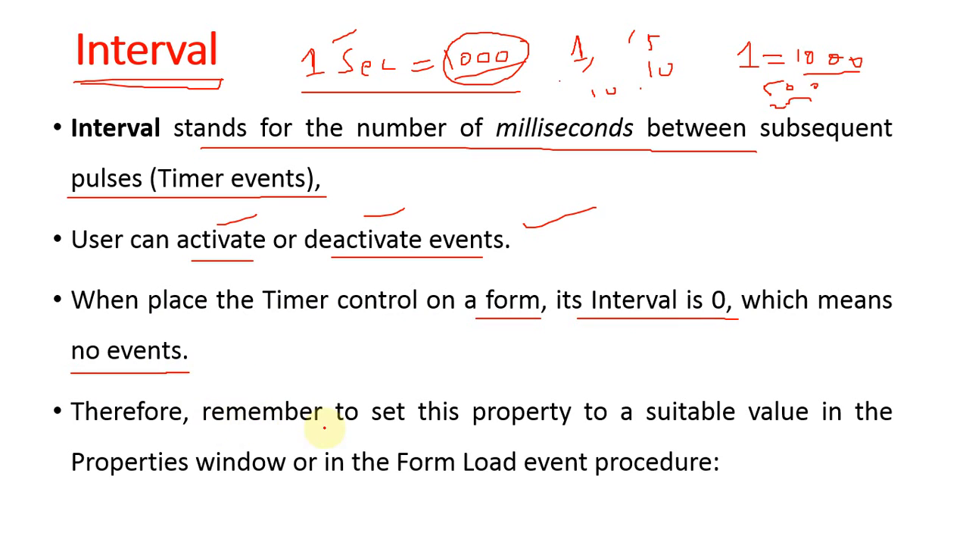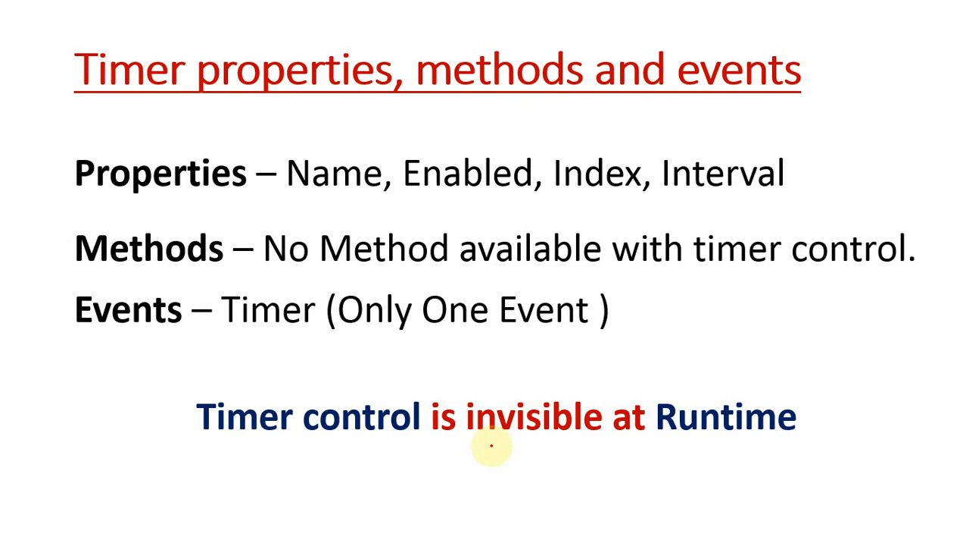Therefore remember to set this property to a suitable value in the Properties window or in the Form Load event procedure. So you can set the interval, say Timer1.Interval equal to some value, in the Properties window or in the Form Load event. So in two ways: in the Properties window and in the Form Load event, you can do that.